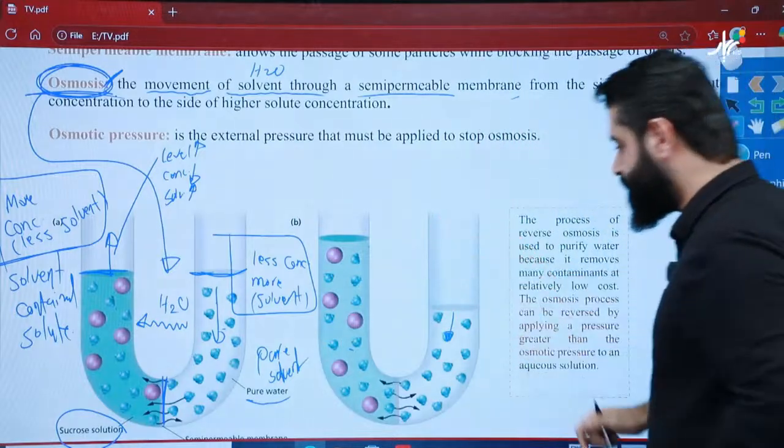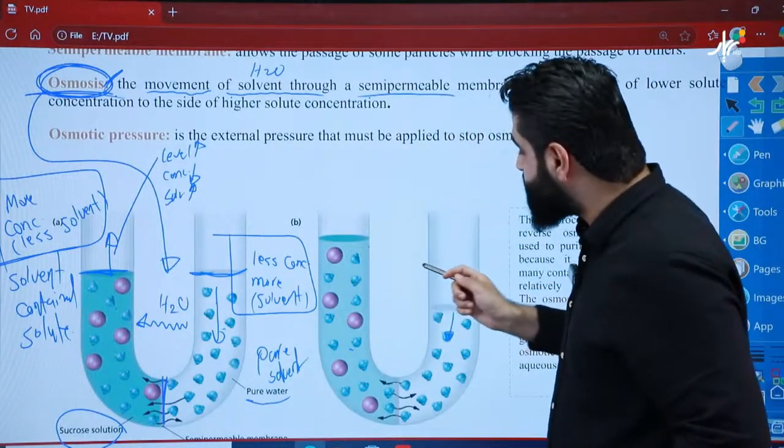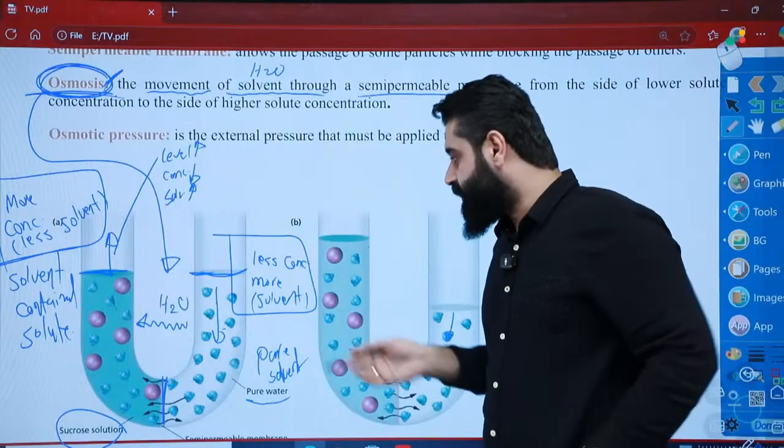Good. So now let's see the outcome of the osmosis. Will this process be continued?